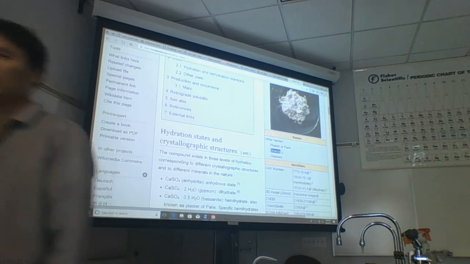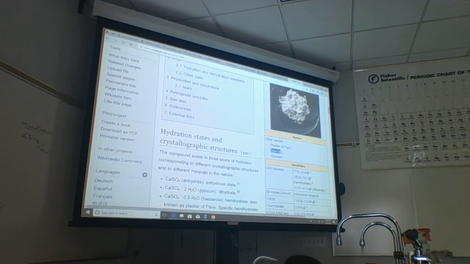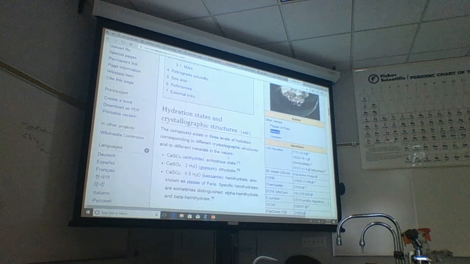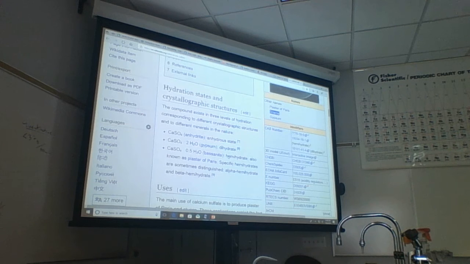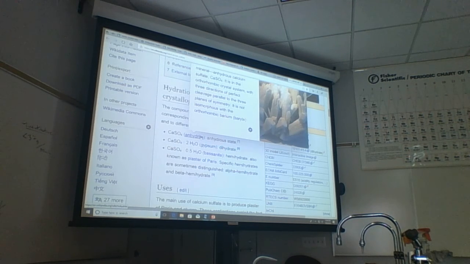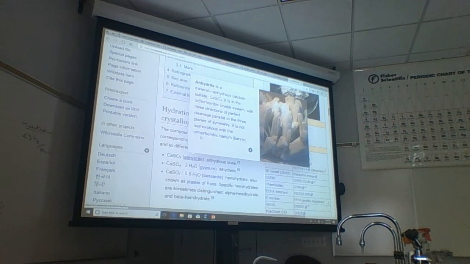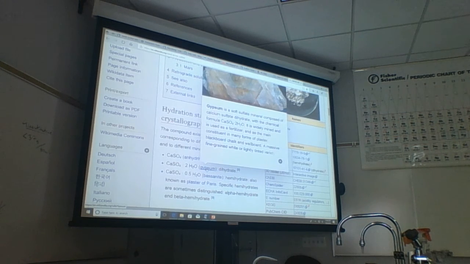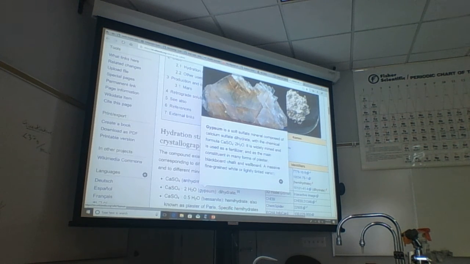Dryerite is the trade name for what? The blue powder. What is it used as? Well, it is anhydrous. CaSO4 anhydrate. This is anhydrous here. Gypsum is the hydrated form. This is gypsum. You can see gypsum's hydrated.